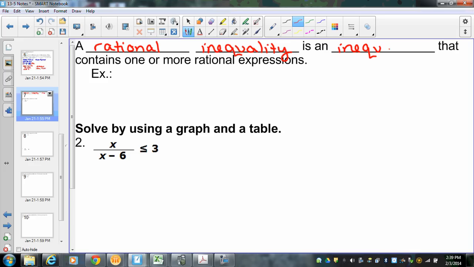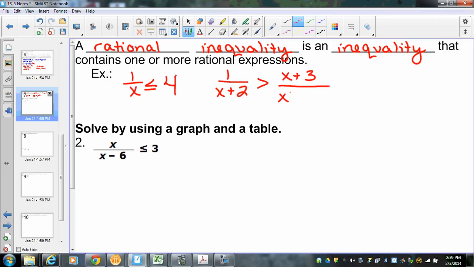So it's just like the equations from yesterday or from the last video, except rather than equal signs, we have inequality signs, like 1/x is less than or equal to 4, or 1/x plus 2 is greater than (x plus 3) over (x squared plus 4x minus 5). I don't know, I'm just making stuff up there. But those are what rational inequalities look like.